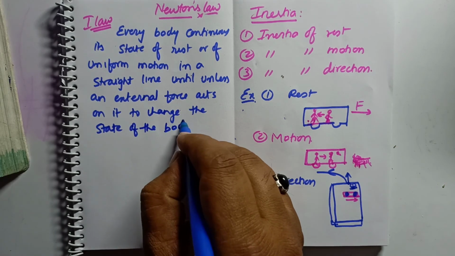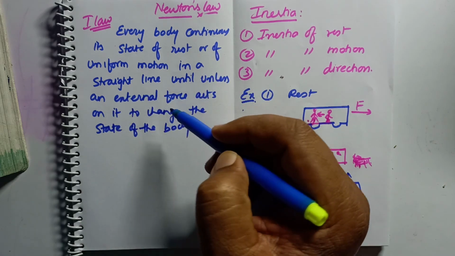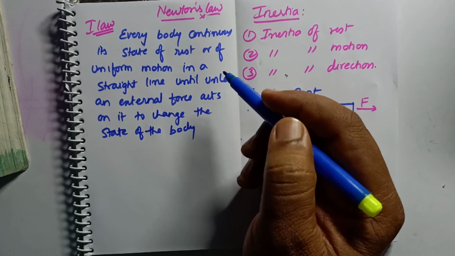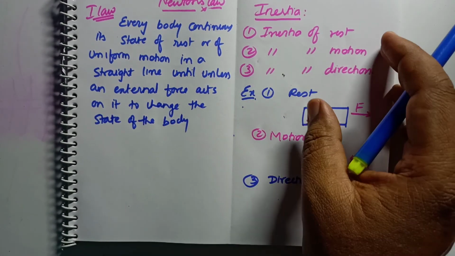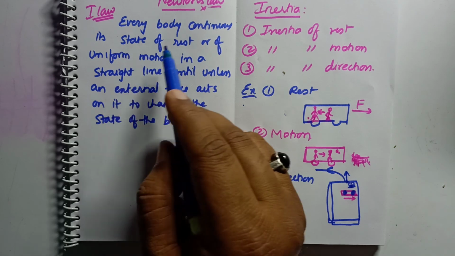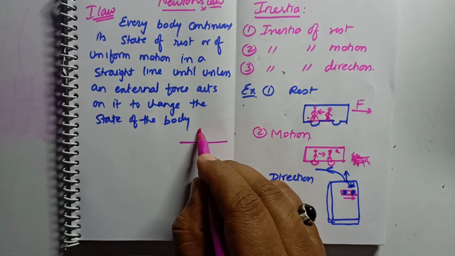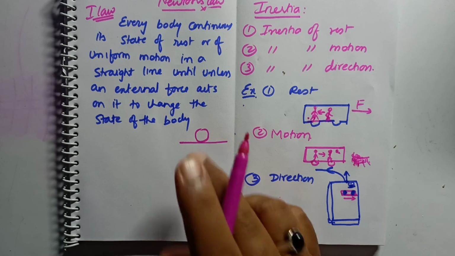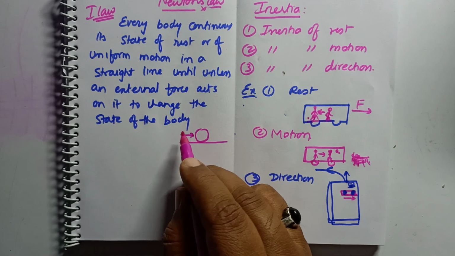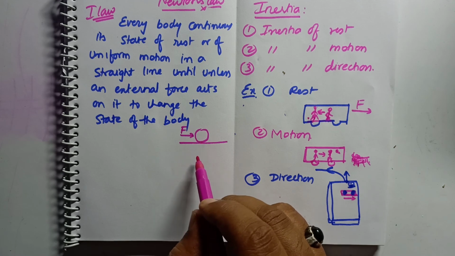So what does it mean to change the state of the body? Every body continues its state of rest or of uniform motion in a straight line unless we apply certain force on it. Every body continues its state of rest means what? For example, there is a ball on a table. It is at rest. It will be at rest unless you apply certain force on it. So that is called inertia of rest here.